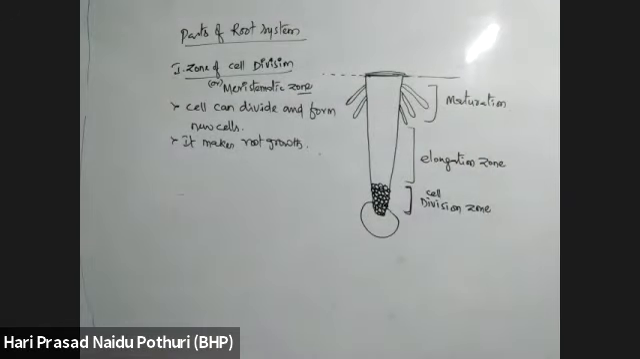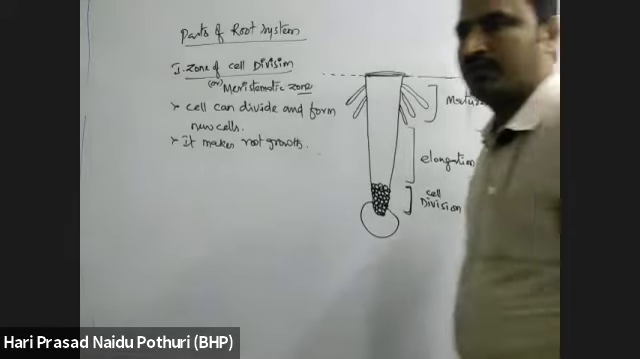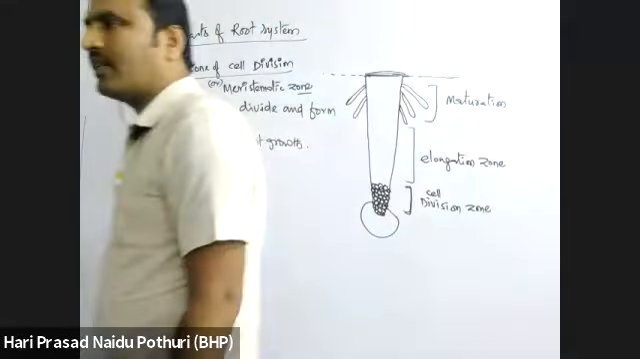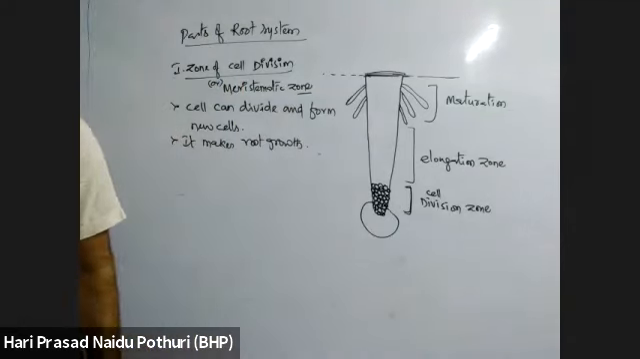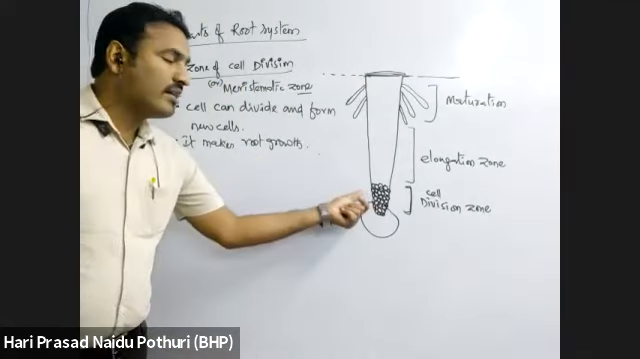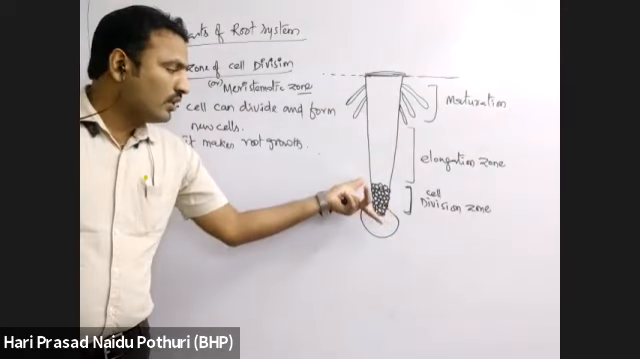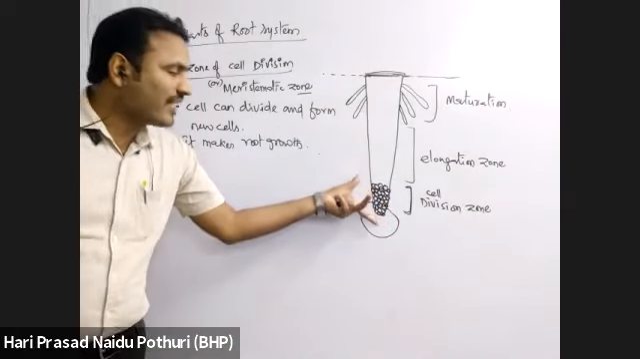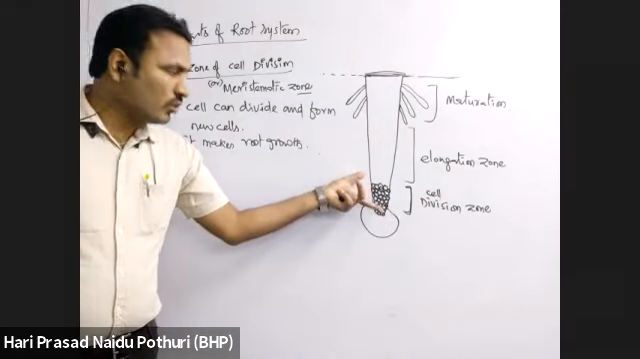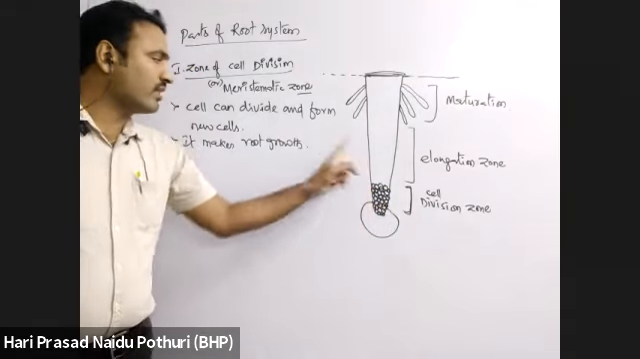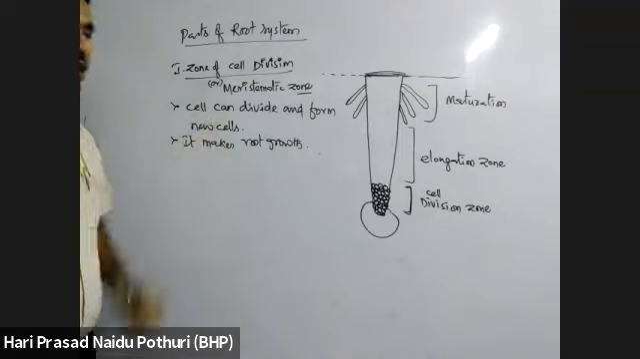What is growth? Increase in the number of cells in a tissue is called growth. Increase in the number of cells is called growth, where cells are undergoing division and there is formation of new cells, so that the size of this root is increasing. That is responsible for this root growth.